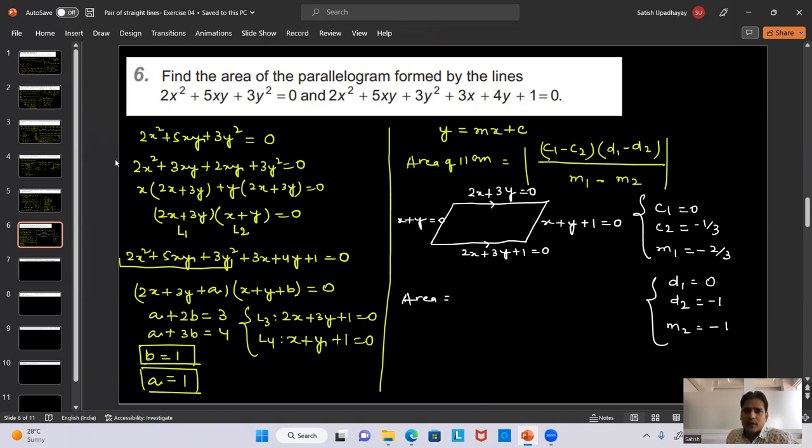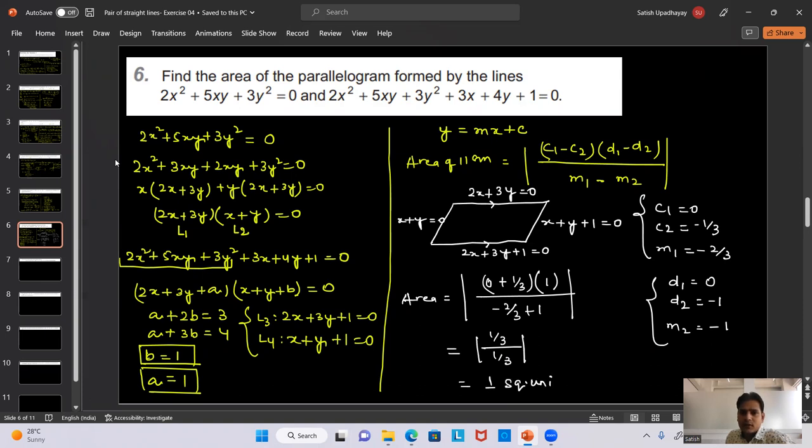Now substitute this value. So the area of the parallelogram will be C1 is 0 minus C2 is minus 1 by 3, so this will be plus 1 by 3, okay? Then the whole multiplied by D1 minus D2, that will be 1, and upon M1 minus M2, that is minus 2 upon 3 and minus M2, that will be plus 1. So how much is this coming out to be? 1 by 3 upon 1 minus 2 upon 3, this will also be 1 by 3, modulus. So this is coming out to be 1 square unit. So this will be the area of the parallelogram, okay?